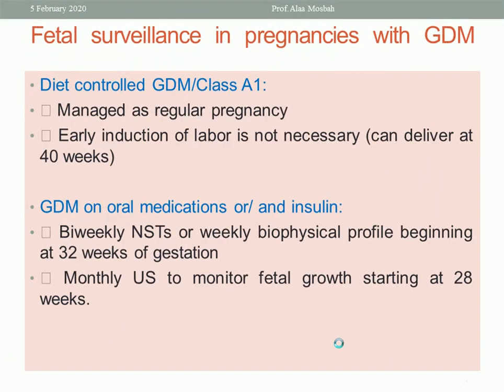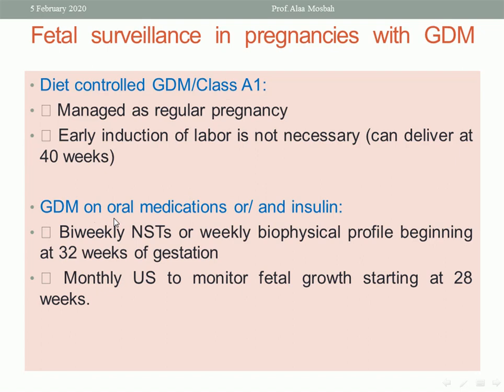Fetal surveillance in pregnancy with gestational diabetes mellitus. Diet control, class A1: managed as a regular pregnancy. Early induction of labor is not necessary. Can deliver at 40 weeks gestational age.